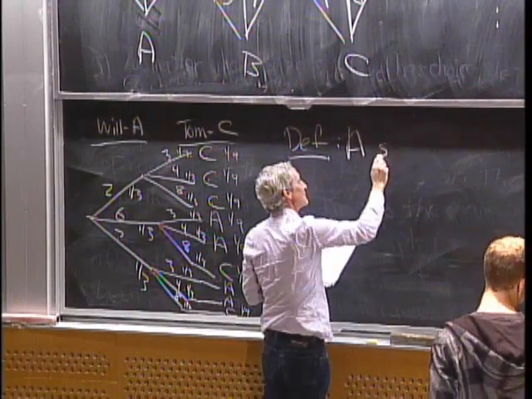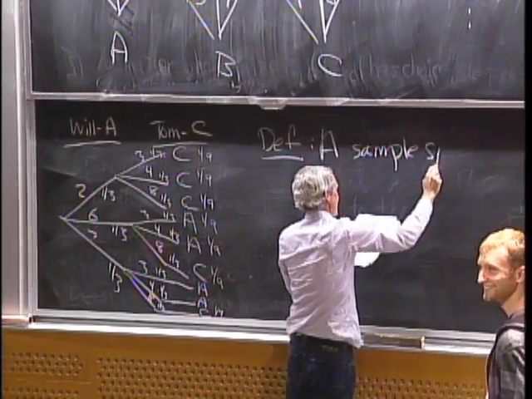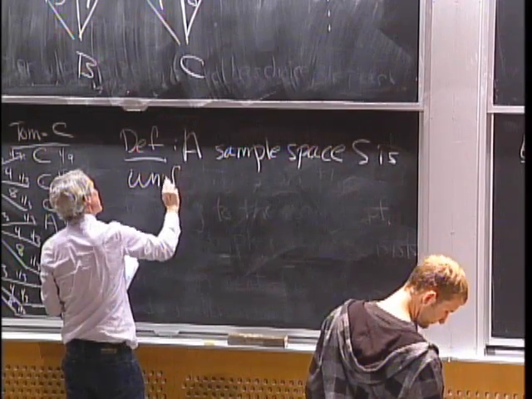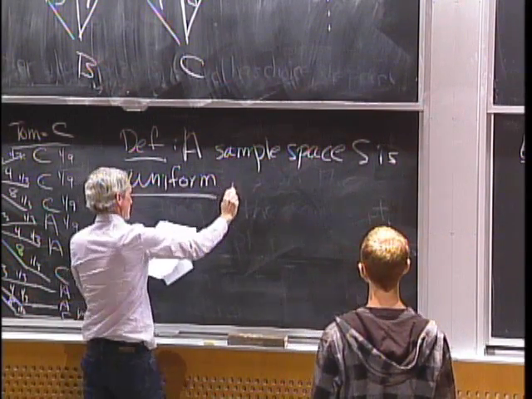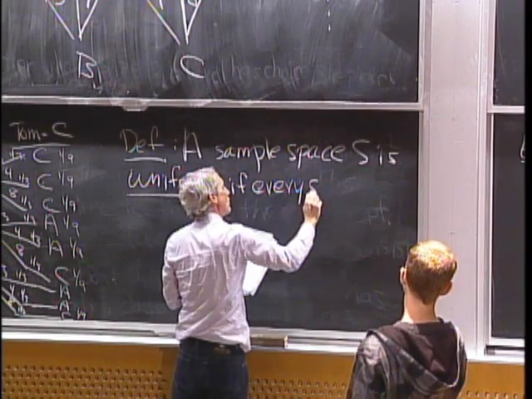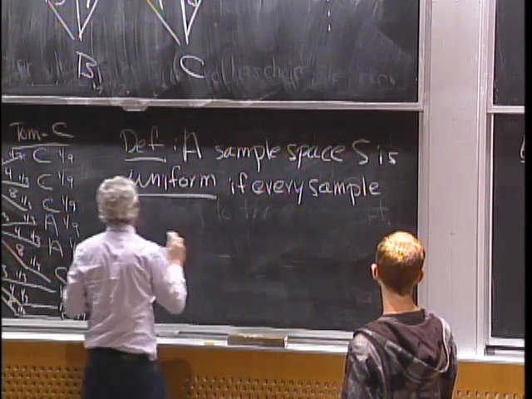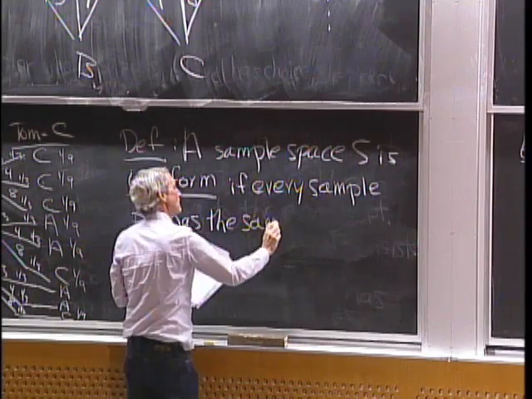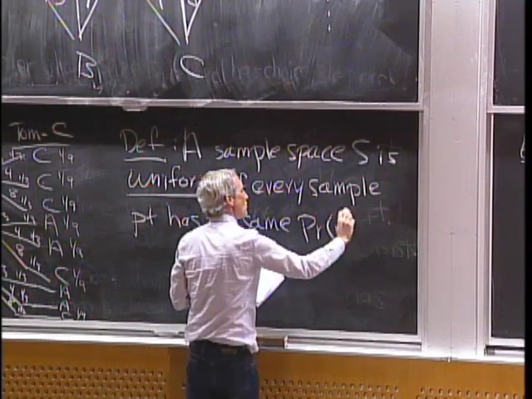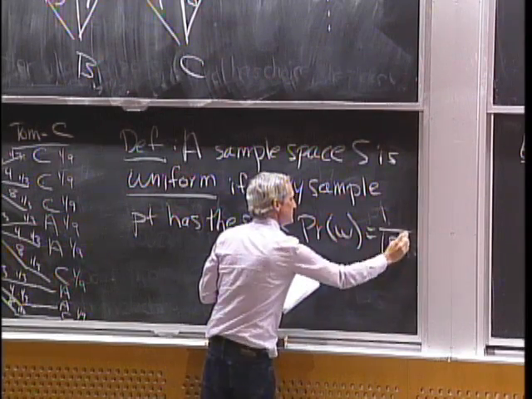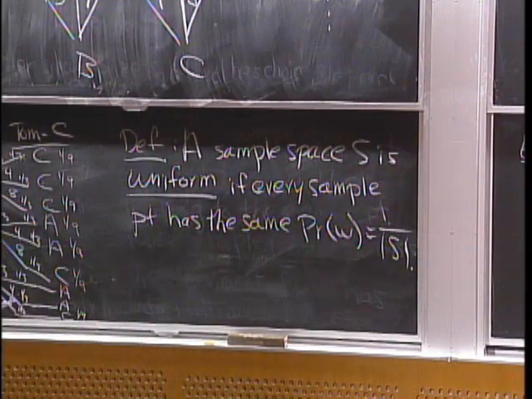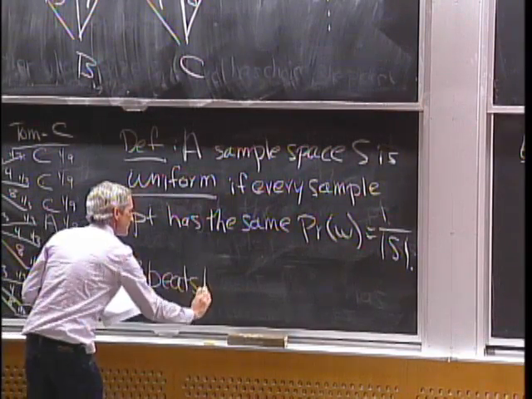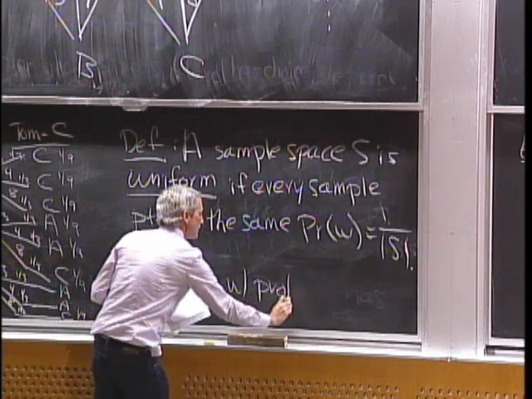Don't go anywhere. We're going to do some more here. The sample space is uniform if every sample point has the same probability. In which case, the probability of the sample point would be 1 over the cardinality of the sample space. In this case, there's 9 points. They each have probability 1/9. And in this case, C beats A with probability 5/9.